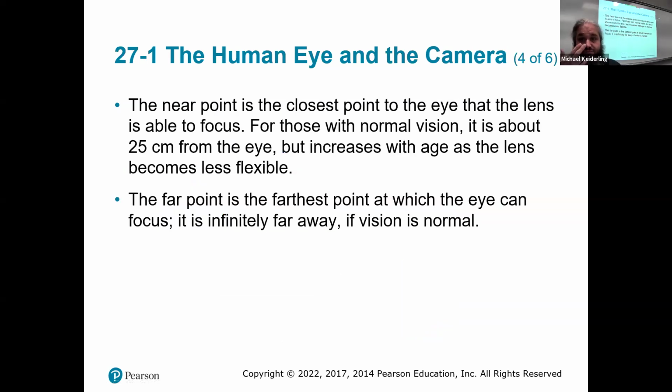Now, the near point is the closest point to the eye that the lens is able to focus. For normal vision, it's about 25 centimeters from the eye, but it increases with age as the lens becomes less flexible. And it's smaller when you're younger. And the far point is the furthest point at which the eye can focus, and it's infinitely far away if your vision is normal.